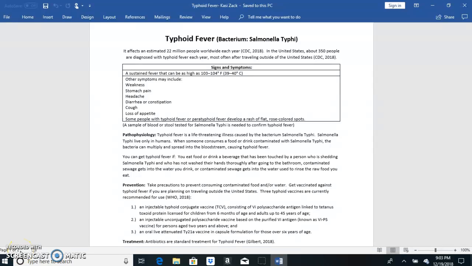Hello everyone. So today I will be discussing typhoid fever. I just pulled up my handout that I made here.